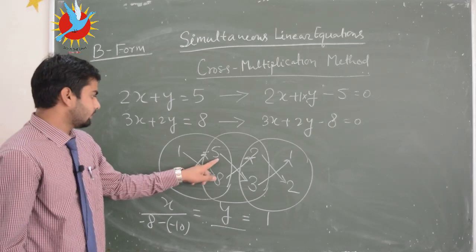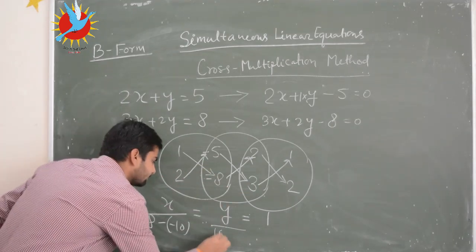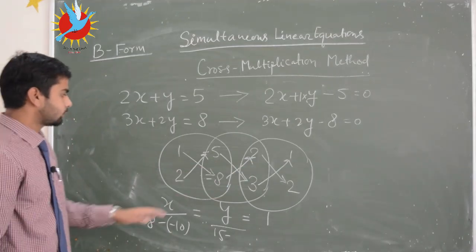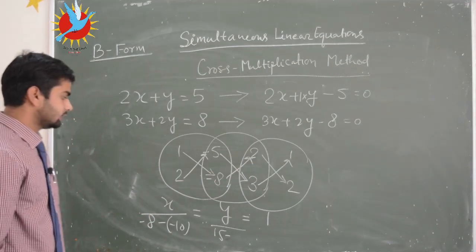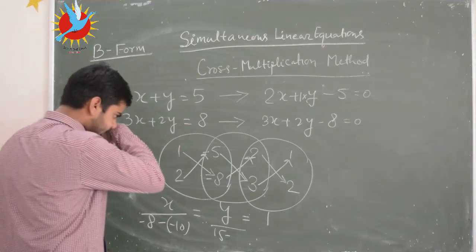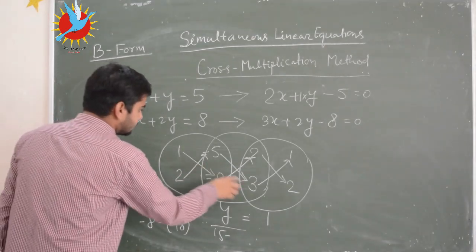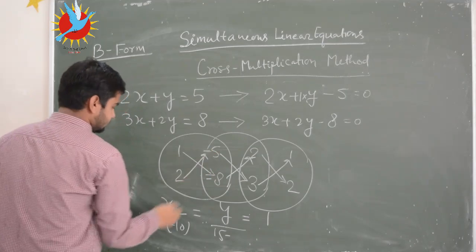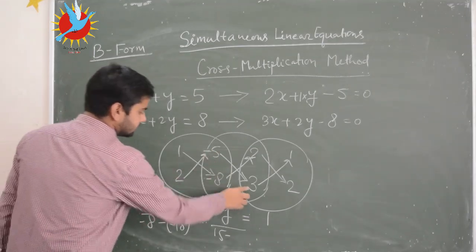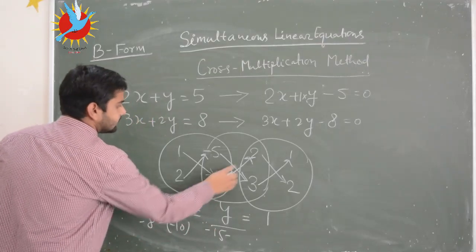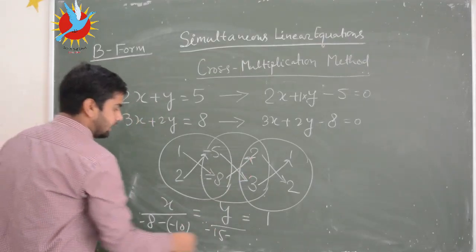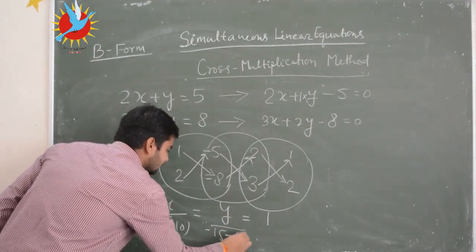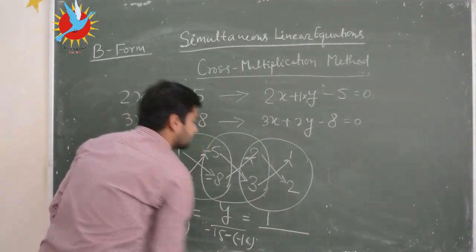So the product of the second pair will be 5 into 3, that is 15, minus 8 into 2. This product we have to take with the negative sign. So we write minus 5 into 3, that is minus 15, and minus 8 into 2, that is minus 16. And we write this product with the negative sign, so it becomes minus 16 equal to 1.